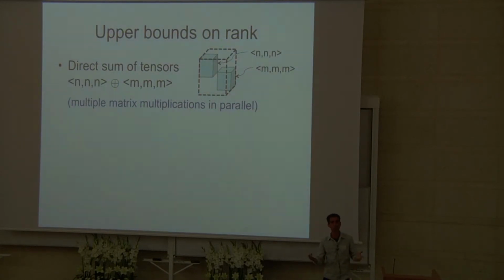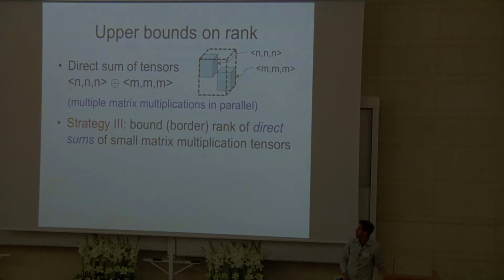You would take the linear combinations of original two matrices and linear combinations of another two matrices and take products, and from that compute the entries of the two product matrices. So you sort of do everything all together. So strategy number 3 is to bound the border rank of direct sum of small matrix multiplication tensors.